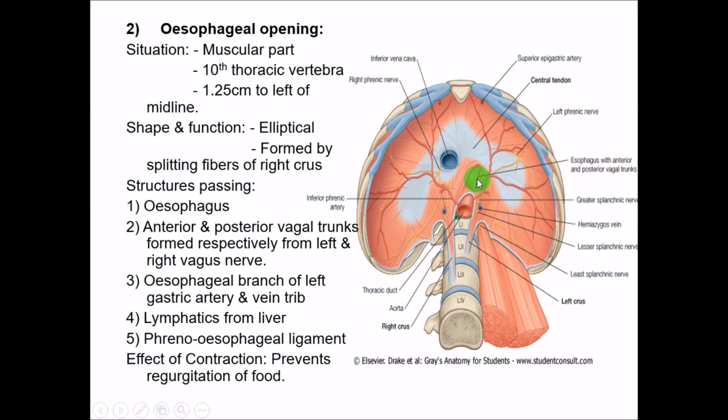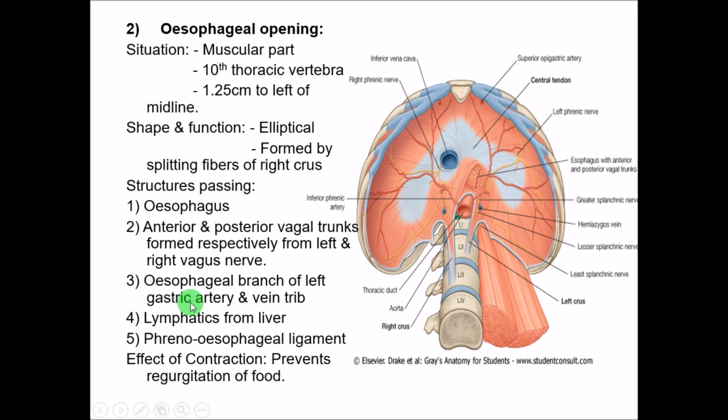Along with that, what else will be passing? The first one is the esophagus itself. Then the anterior and posterior vagal trunks, formed respectively from the left and right vagus. You can see here the right vagus and the left vagus. Once they enter the abdomen, they rotate and become anterior and posterior vagal trunks instead of right and left. In the picture they are still shown on the right and left side, but once they enter the abdomen, they change depending on position.